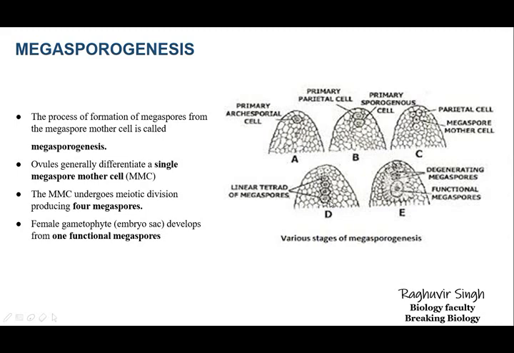Of these 4 haploid megaspores, 3 of the megaspores degenerate, and one of the megaspores gains nutrition from the nucellus and enlarges in size to form the functional megaspore. This functional megaspore basically forms the embryo sac. So these are the different stages of megasporogenesis.